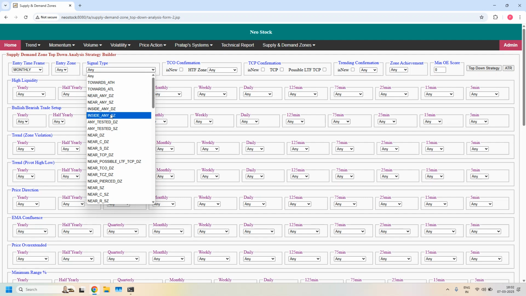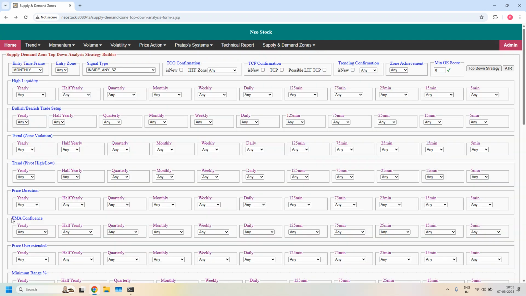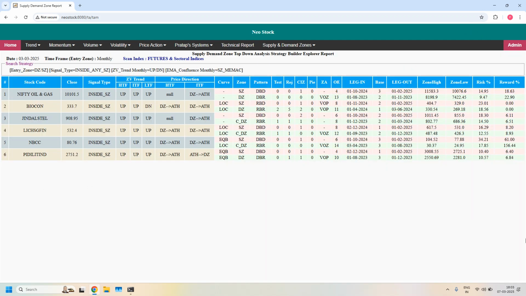Price closed inside the monthly supply zone, we got 13 stocks. Let's verify out of these 13, how many monthly supply zones are having monthly EMA Confluence. I'm going back and setting the filter EMA Confluence on the monthly time frame by selecting the option monthly supply zone having monthly EMA Confluence, and also trend on the monthly time frame should not be sideways. It can be up or down. With these filters, we got 6 stocks.